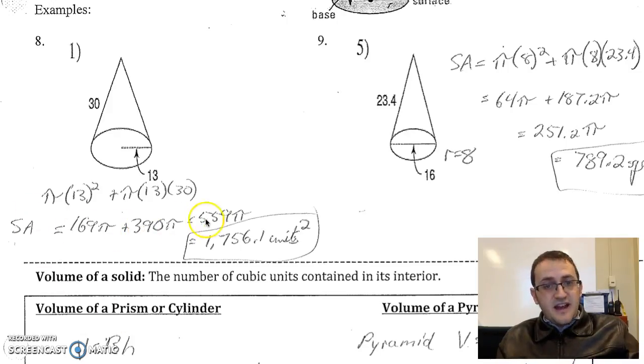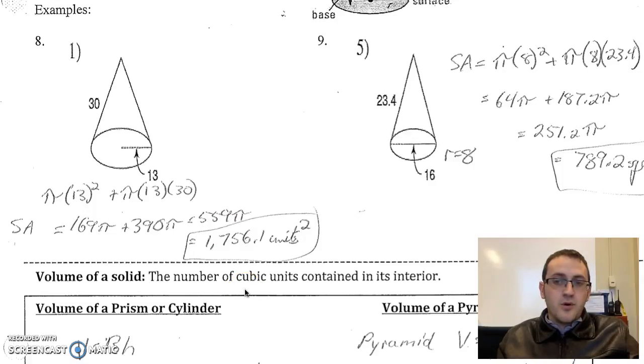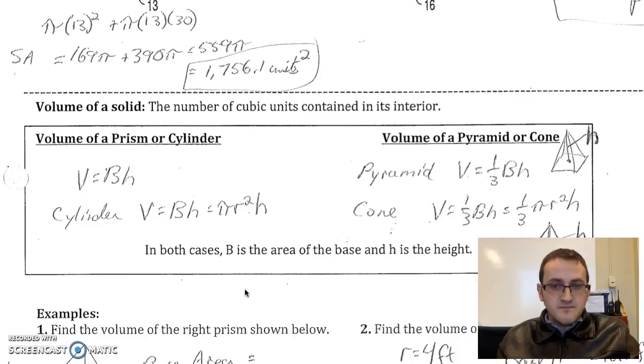And I could just add those up to get 559 pi. And truthfully, I would take that as the final answer, but if you want to multiply it out and multiply by 3.14, that is okay too.